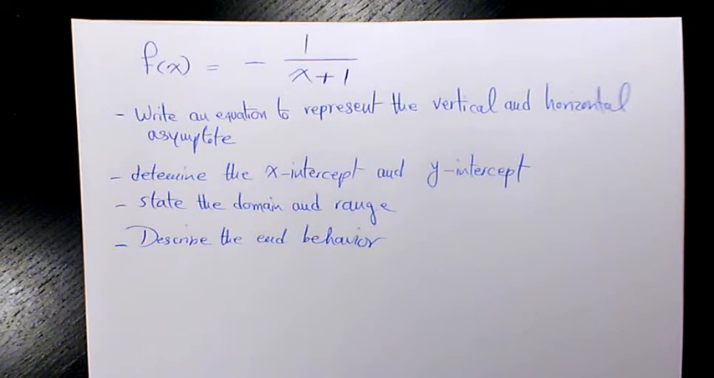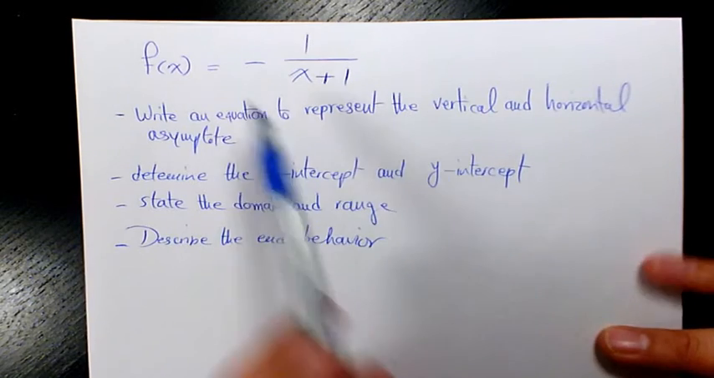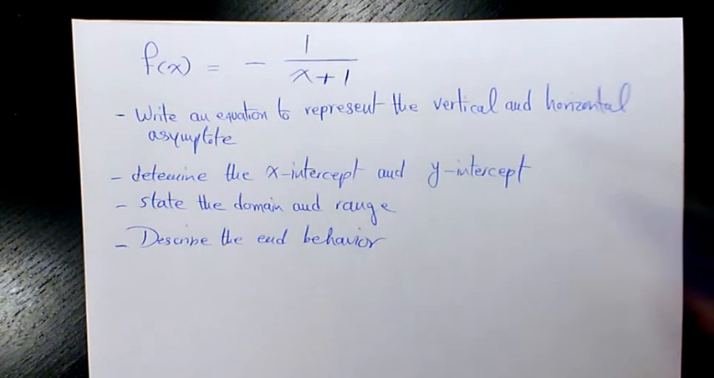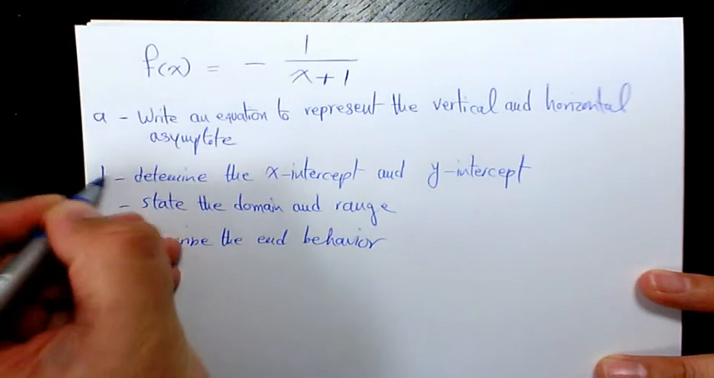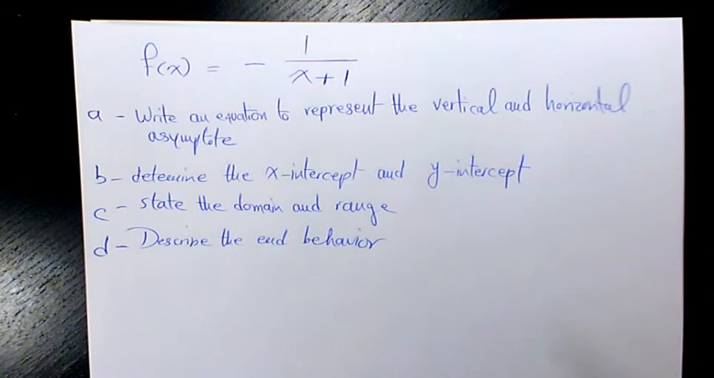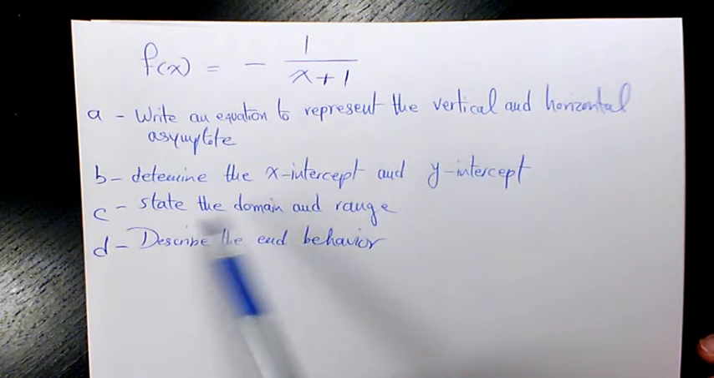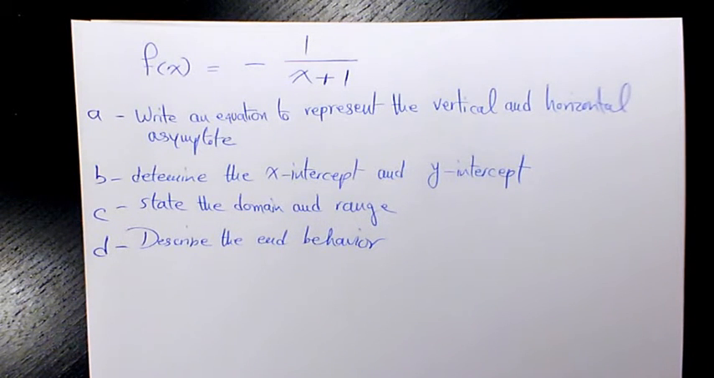Welcome to another video. In this video I want to talk about the function f(x) = -1/(x+1), and we have 4 questions in here. The first one says: A, write an equation to represent the vertical and horizontal asymptote. B, determine the x-intercept and y-intercept. C, state the domain and range. D, describe the end behavior.